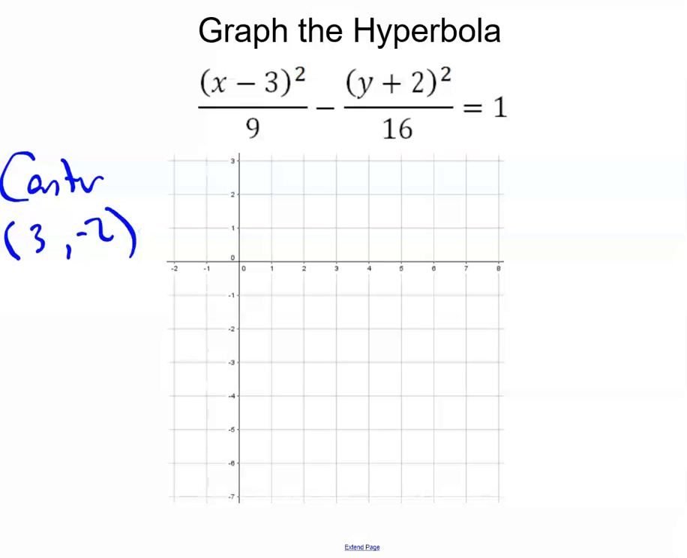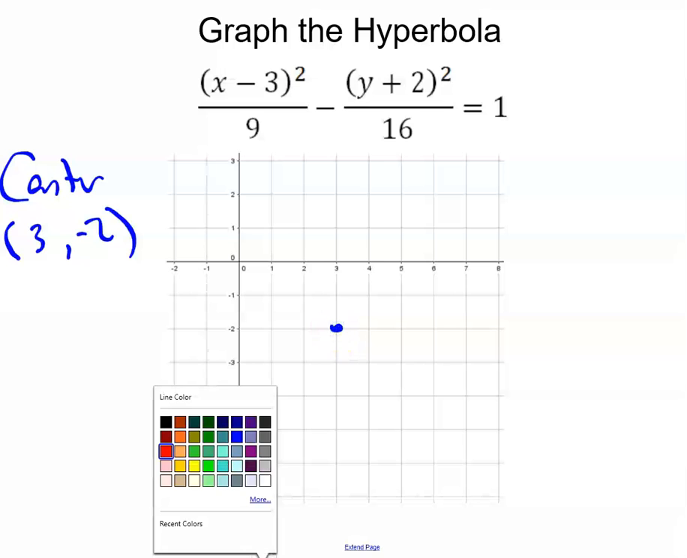So just pay close attention to that, and we'll see some examples where it's a vertical one, and so you'll pick, so we'll mention that as we get to those. Alright, so I'm going to start at 3, -2, put my center, and then the initial process of graphing a hyperbola looks the same as graphing an ellipse.